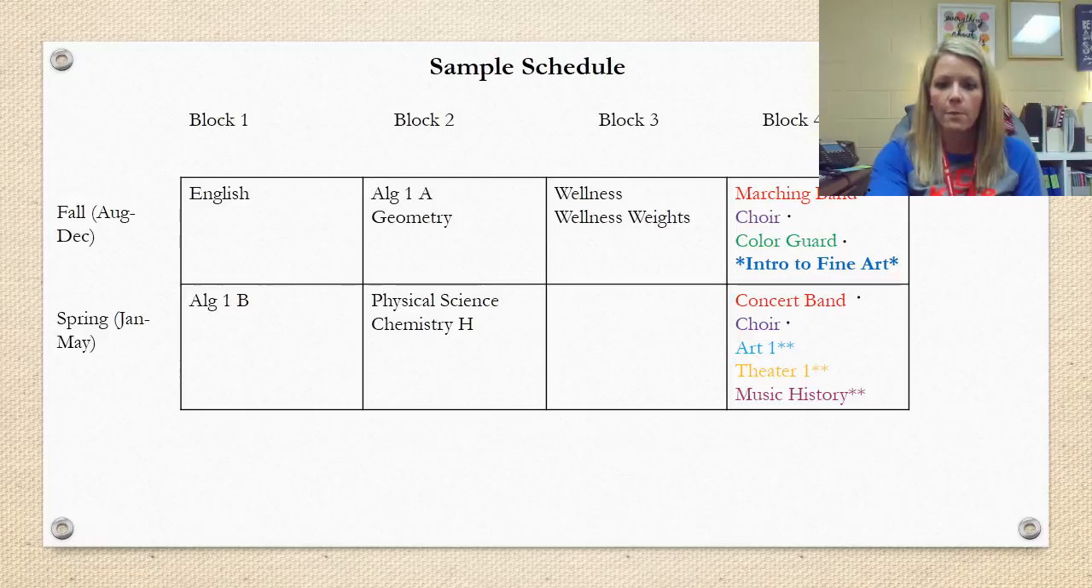You'll notice that I put fine art, intro to fine art, in bold, and it has the asterisk beside of it because most of you guys, that's the class that you're going to be in. And then I did put your other options down here. You can request it, but it is simply that, a request. It is not a demand. It's not written in stone. We'll try to make it work. If it doesn't, you'll go in the intro to fine art. Those are Art 1, Theater 1, and Music History.